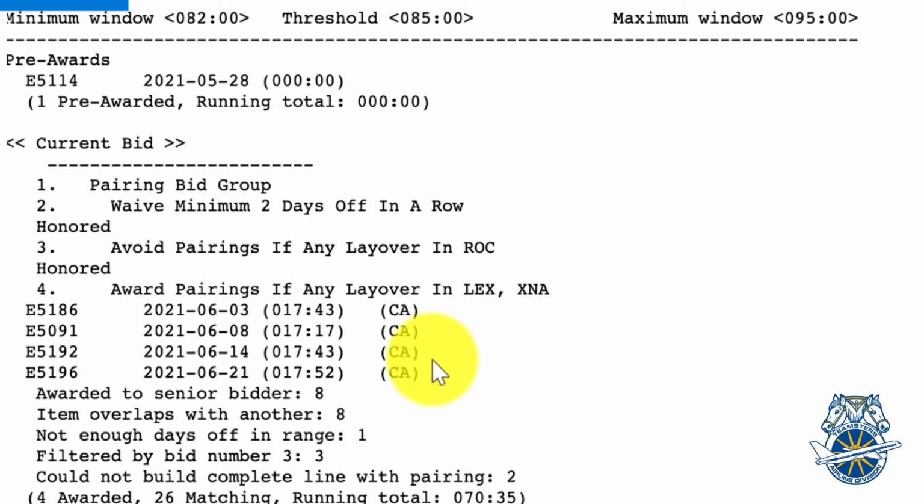And then there was one trip that fell into this that he did not have enough days off in the range for. So that one bid was thrown out, or that one pairing that could have been awarded to him was thrown out. Oh yeah, we're looking at my reasons report, by the way.